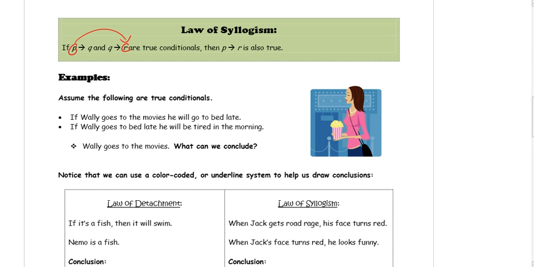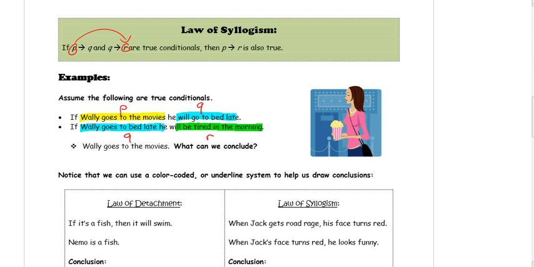So what I mean by that is, if we look at an example: if he goes to the movies, he will go to bed late. So we have he goes to the movies, that's our P. We have he will go to bed late, that's our Q. If he goes to bed late, that's our Q again, because they're the same thing we're talking about. And then we have he will be tired in the morning, which is our R, whatever letters you want to make them.